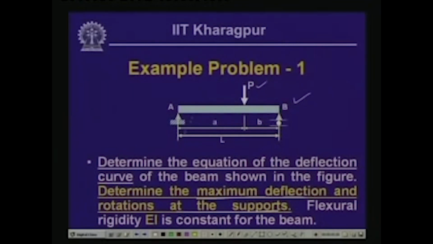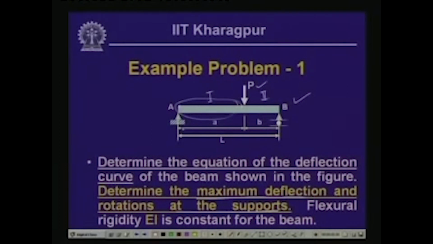The last time we started with evaluating the moment at different points. As I said, the beam we can divide into two segments, segment 1 and segment 2. From 0 to A, this will be guided by one expression of the bending moment. From A to L, it will be guided by another expression of the bending moment.